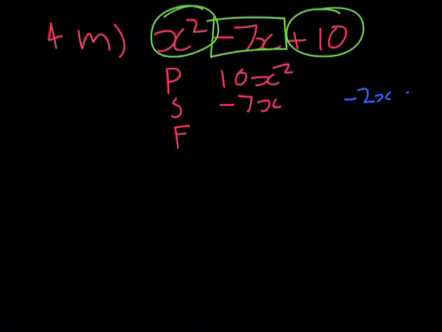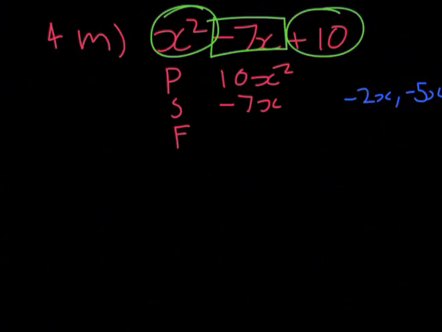Question 4m. If I had minus 2x and minus 5x, well, pretty clearly, minus 2 times minus 5 will give me 10, and x times x is x squared. And if I add these two terms together, then that will give me minus 7x.